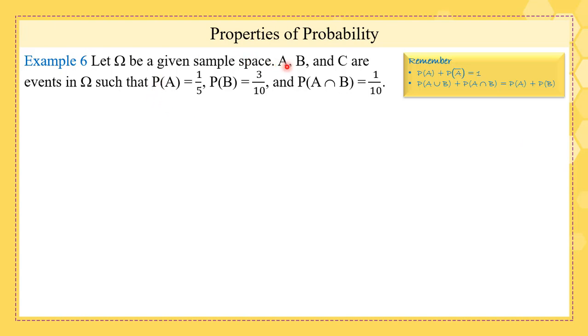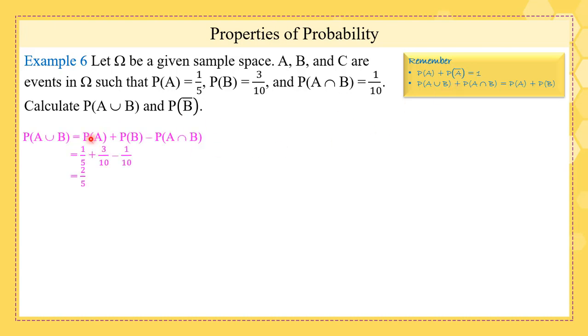Omega is a sample space. A, B, and C are events such that P of A, P of B, and P of the intersection are given. The question is to find the probability of the union, so we use the second property. The union is A plus B minus the intersection, so it would be 2 over 5. Now P of B bar, we use the first property. It's 1 minus P of B, which is 7 over 10.